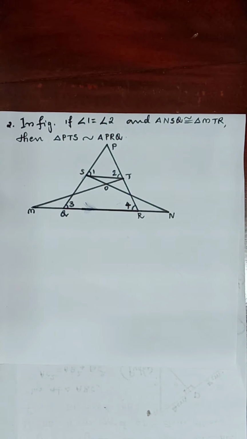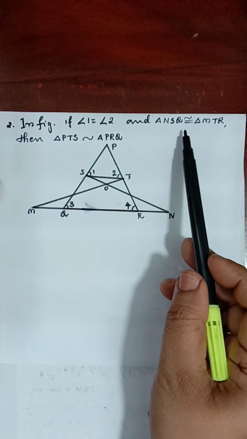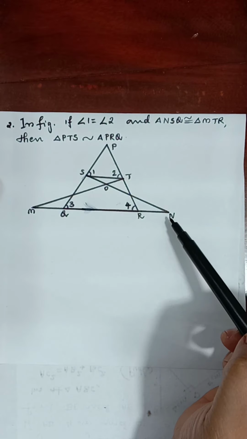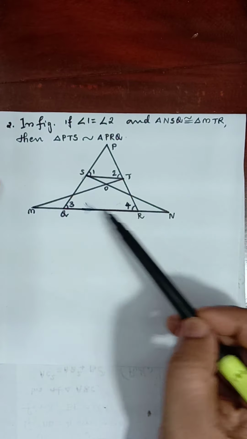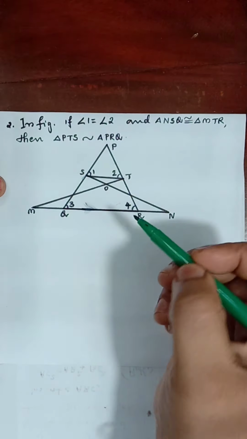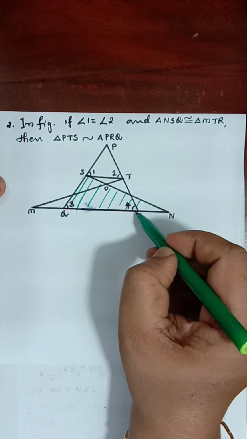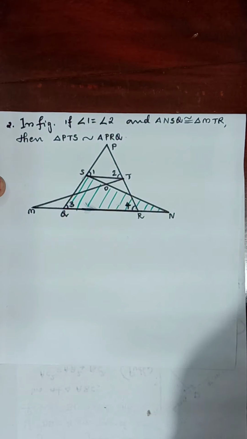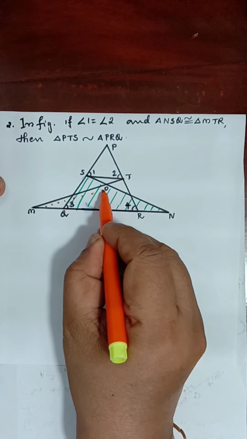Second question, in figure angle 1 is equal to angle 2 and triangle NSQ. We can see NSQ triangle congruent to MTR triangle. So we can shade it. It is easy. If you shade it, you will understand. Triangle NSQ. NSQ is this triangle, the green triangle which you have. It is NSQ, that is congruent to MTR. So this is MTR.